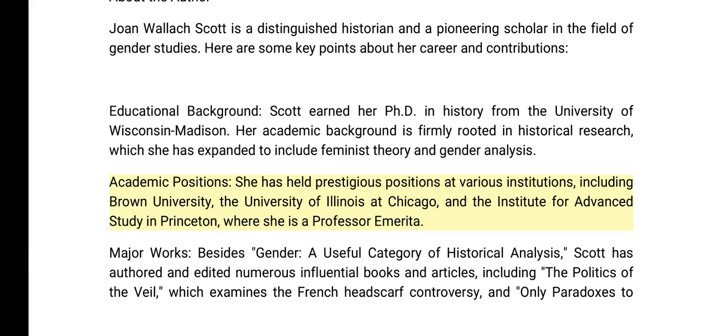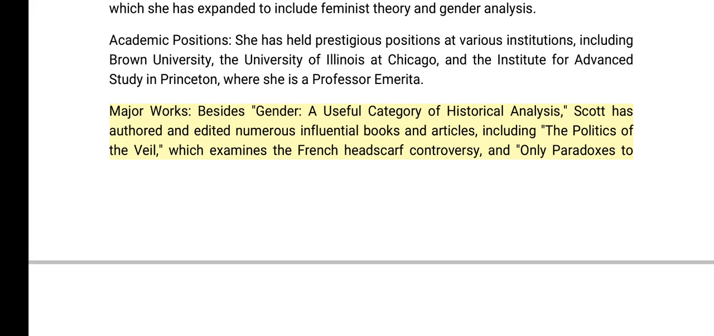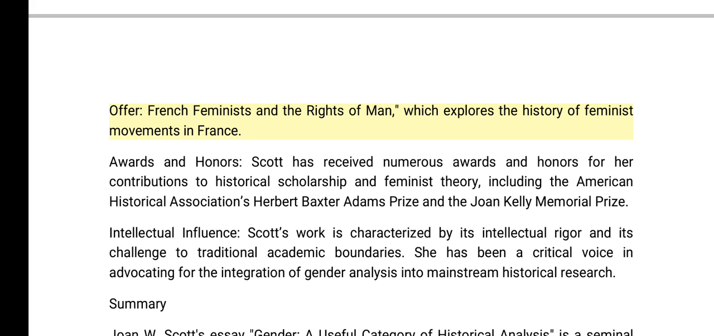Major works. Besides "Gender, a Useful Category of Historical Analysis," Scott has authored and edited numerous influential books and articles, including "The Politics of the Veil," which examines the French headscarf controversy, and "Only Paradoxes to Offer: French Feminists and the Rights of Man," which explores the history of feminist movements in France.